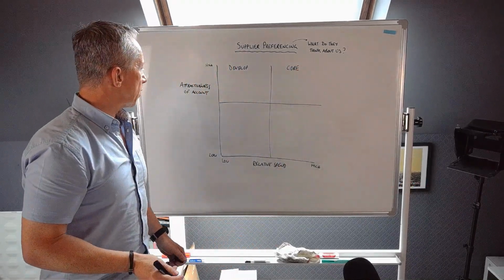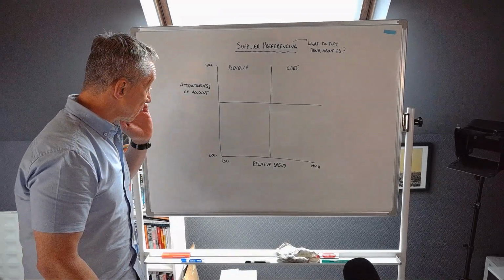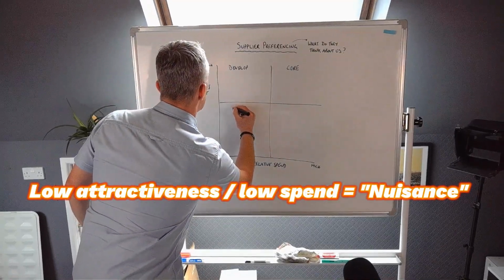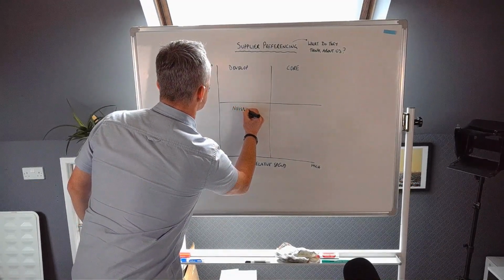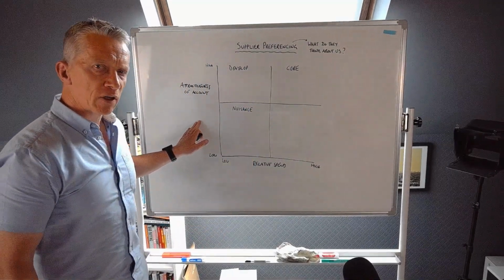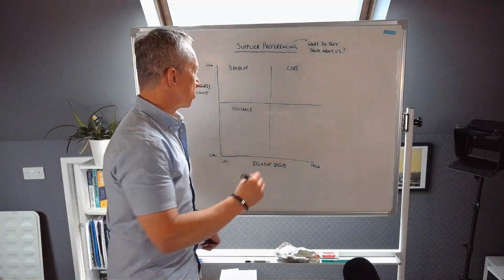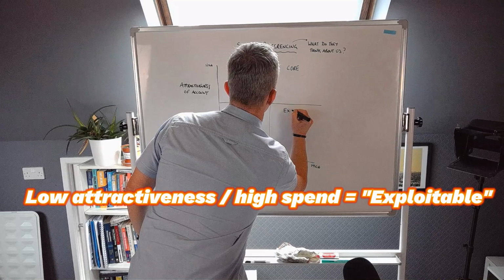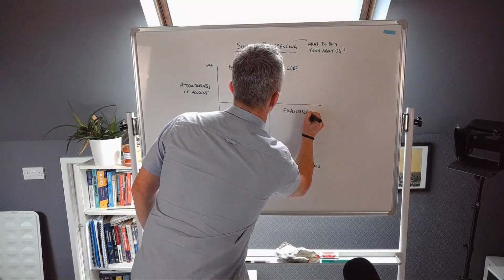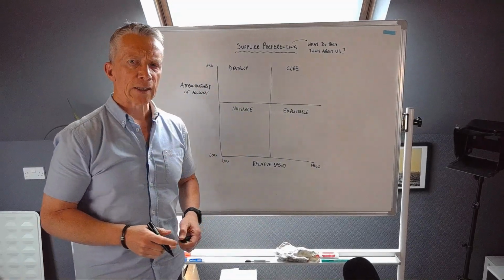Now then, let's look from an attractiveness perspective, low attractiveness of account and low relative spend. Down here, you are called a nuisance. And where there's low attractiveness and high relative spend, then this box is called exploitable. And I'll talk about the meanings in a bit. So we've got the four boxes: develop, core, nuisance, and exploitable.